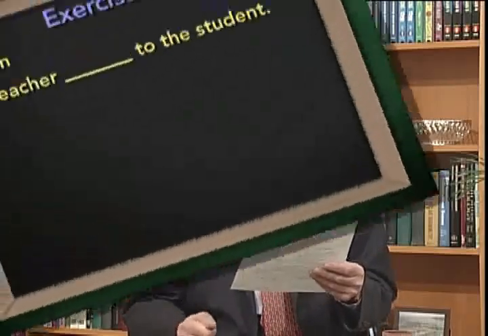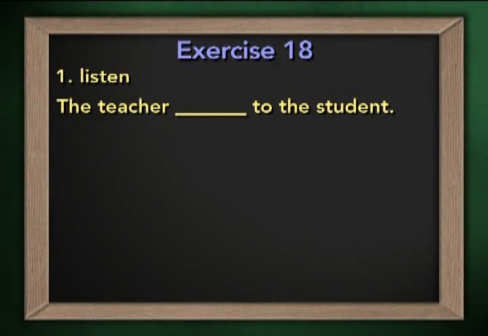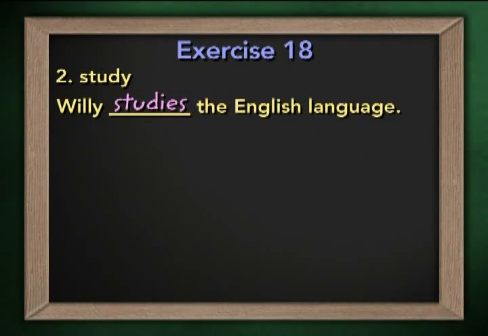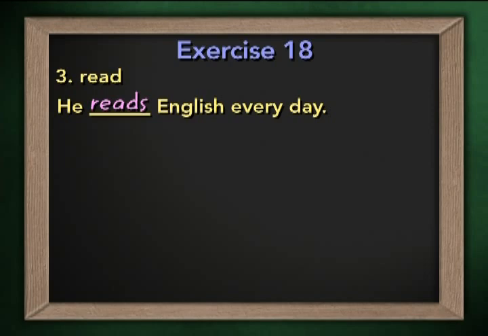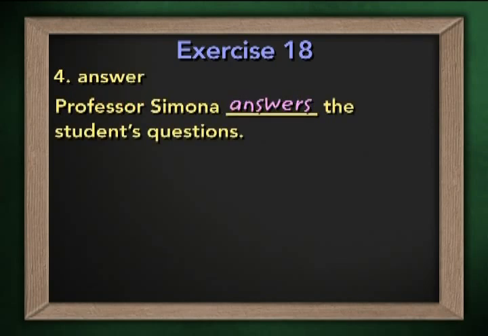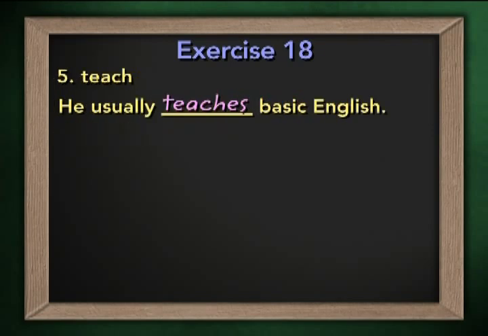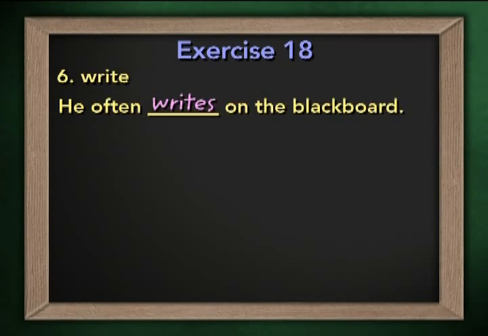Let's review that exercise with all those verbs. You saw the verb, listen, and the sentence, the teacher blank to the student. And you wrote, The teacher listens to the student. Good. Then, Willie studies the English language. He reads English every day. Professor Simona answers the students' questions. He usually teaches basic English. He often writes on the blackboard.